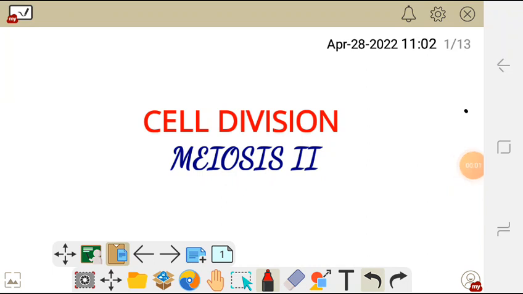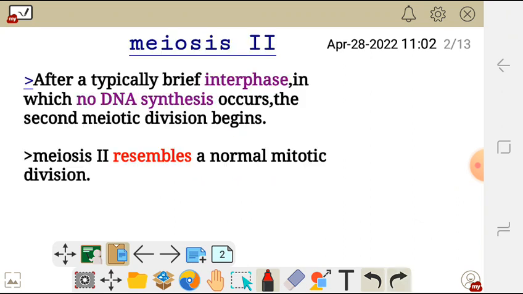Let's look at cell division, meiosis 2. After a cell has completed meiosis 1, which results in 2 cells, it will proceed to meiosis 2. Meiosis 2 comes after a typically brief interphase in which no DNA synthesis occurs.